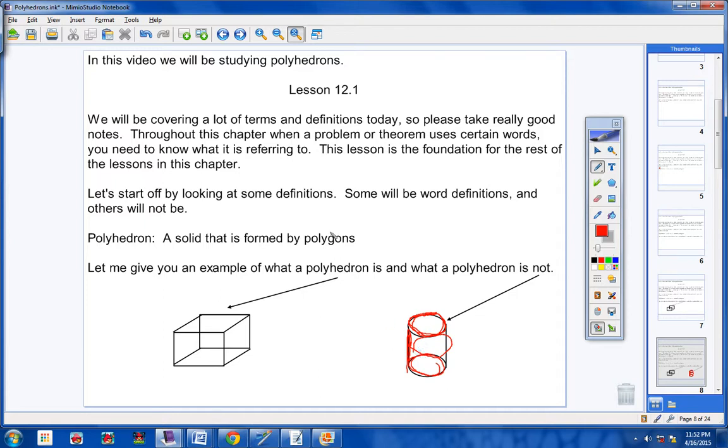A polyhedron must be formed by polygons. A polygon could be a triangle, a quadrilateral, a pentagon, a hexagon, heptagon, octagon. What is a nonagon? A nonagon I think is a 9-sided polygon. A decagon's a 10-sided polygon. So it must be made up of polygons for it to be a polyhedron, okay? Let this sink in, take good notes, and let's continue on.